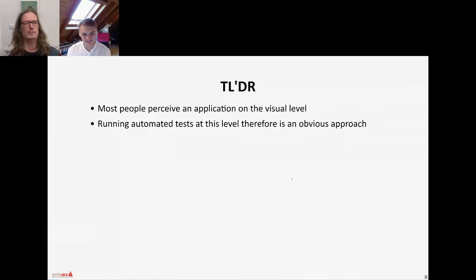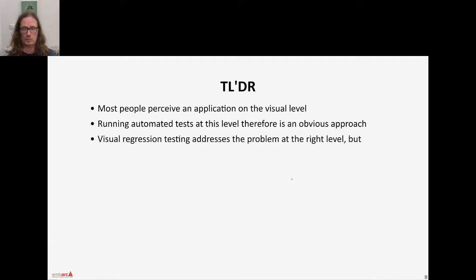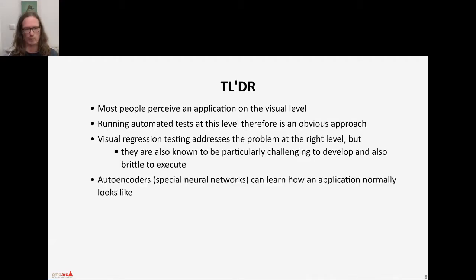So this is the first slide. As I said, most people look at an application. If you look at an application, you will typically be able to tell if something is off or not quite right. So it might be a good approach to have testing on that level as well. Visual regression testing, which is a known thing, I'm not going to talk about that a lot, is the right level to attack that. But they're pretty hard to develop, at least from my experience, and then they break pretty often. So they're brittle. So I will use autoencoders, which is a special kind of neural network.